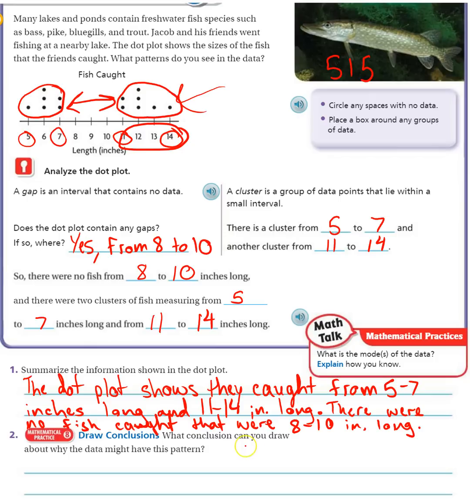All right, number 2, what conclusions can you draw about why the data might have this pattern? Well, these could represent 2 different types of fish, right? So they mention 4 different types that are in the lake. Well, maybe they only caught, I don't know fish that well, but maybe they caught pike, which are generally smaller, and maybe trout, which are generally bigger, I believe. I'm not positive. Again, I'm not a fish connoisseur, but it could show that difference because they caught 2 different types of fish.